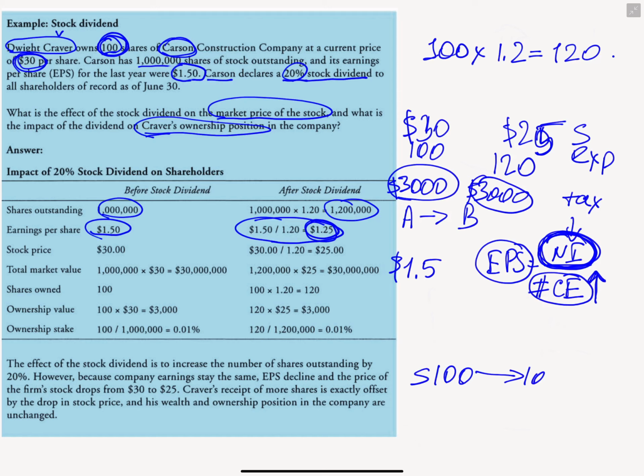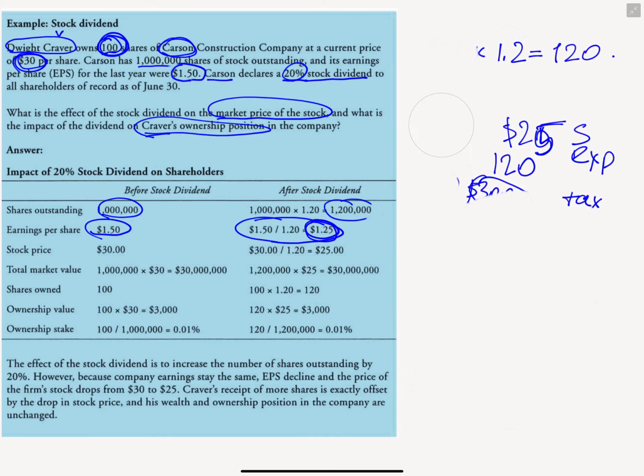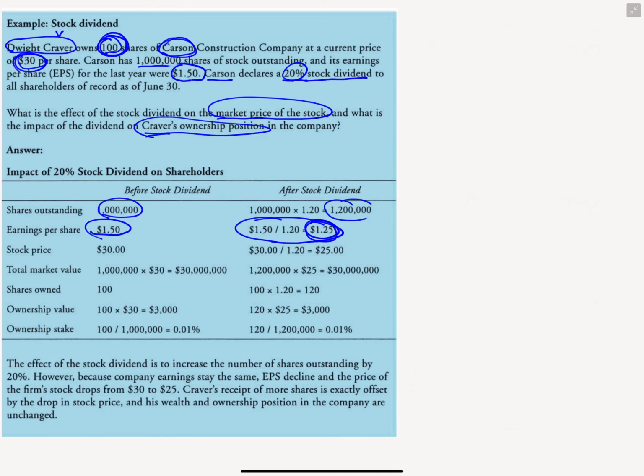So, friends, I hope that works. And the ownership stake: before, Kraver owned 100 shares out of 1 million, 0.01%, and now owns 120 out of 1,200,000. It also stays the same.